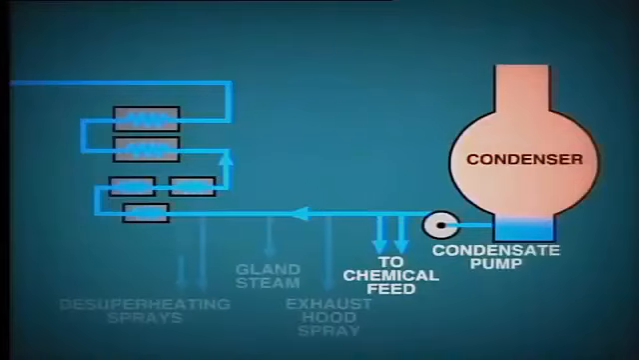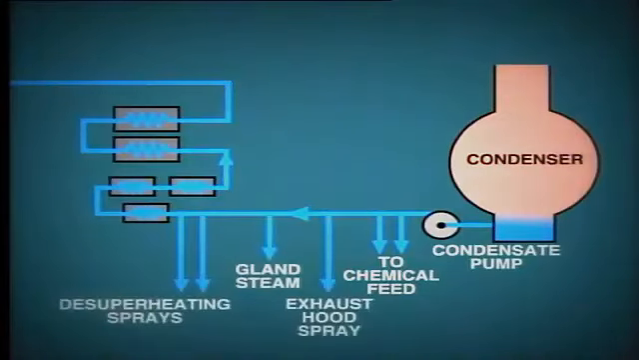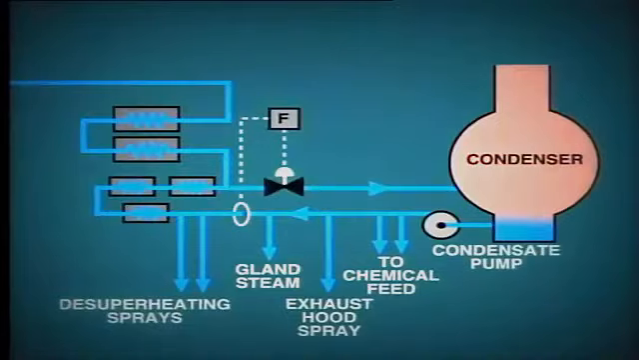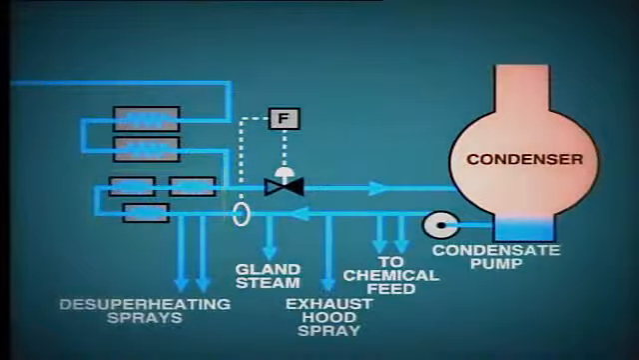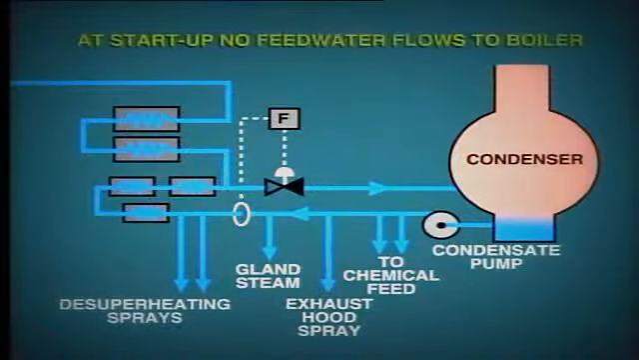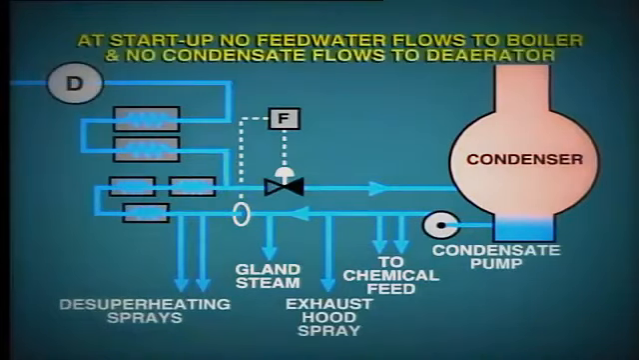We will also see connections to supply condensate to the gland steam, de-superheater, and to the turbine exhaust hood sprays. We also note here a recirculation connection which passes condensate back to the condenser through a control valve. This connection is used during startup of the turbine to ensure a constant flow of condensate through the ejector condenser and gland steam condenser. This is necessary because during the initial stages of startup, there will be no feed water flow to the boiler and consequently no condensate flow to the de-aerator.